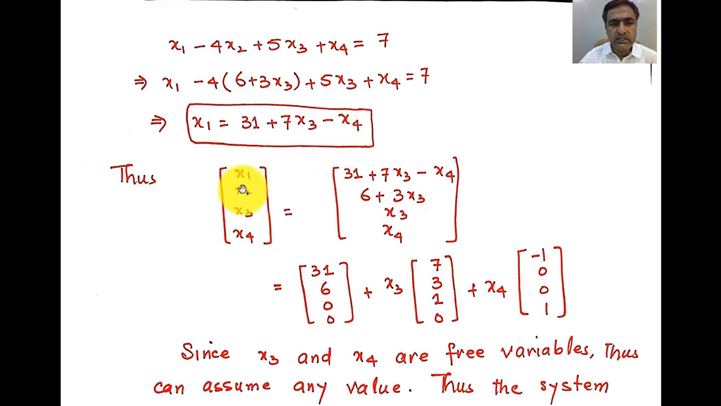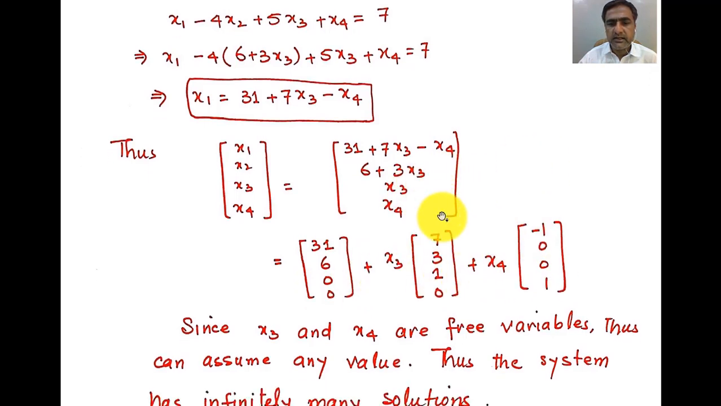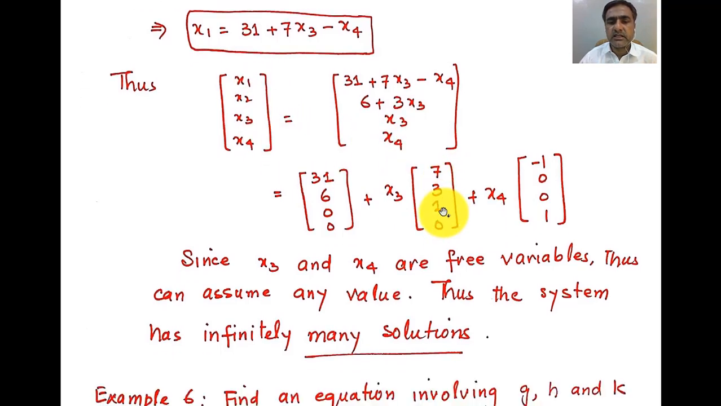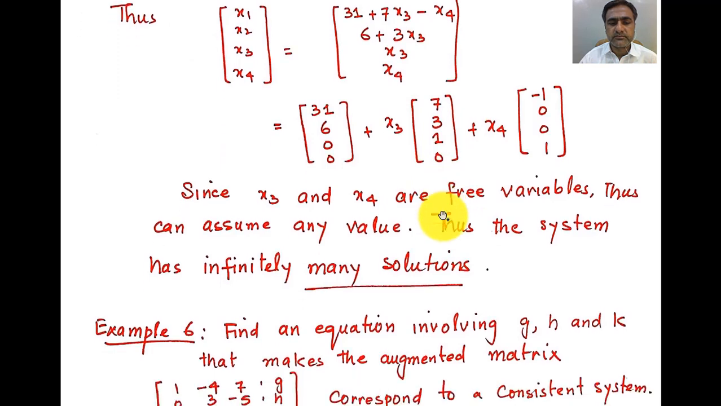So the solution is x1, x2, x3, x4. I have this representation. I separate this into the following form. So I have this representation for the solution set. Here I know that x3 and x4 are free variables, so they can assume any value. As you assign different values to x3 and x4, you have different solutions from this solution set, and hence the system has infinitely many solutions.